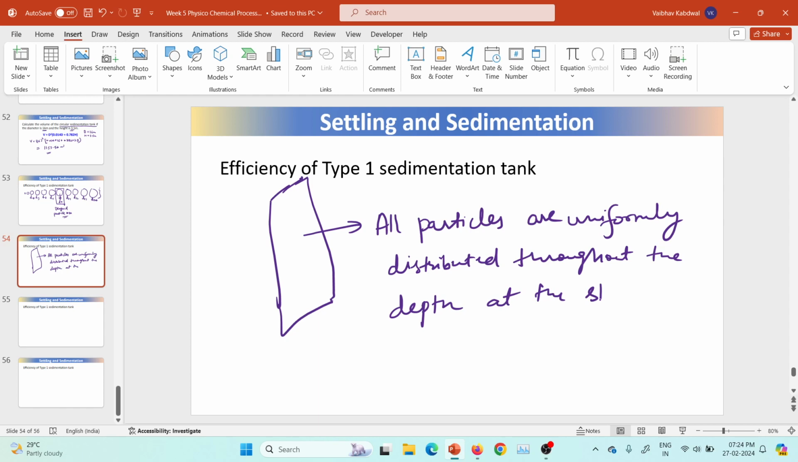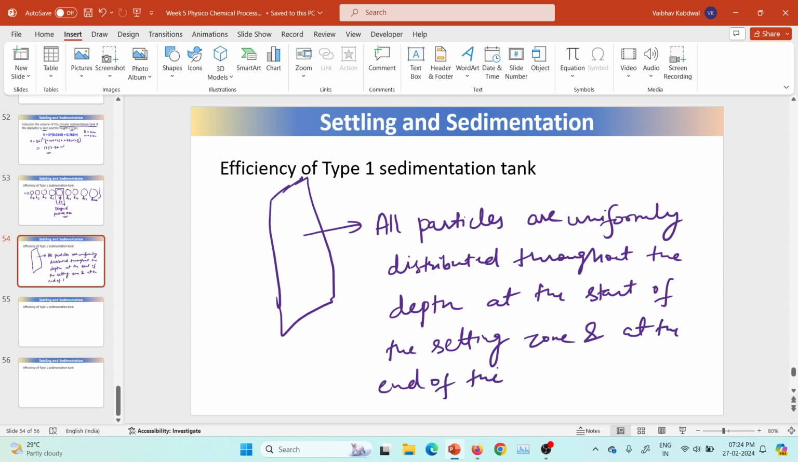at the start of the settling zone and at the end of the inlet zone.